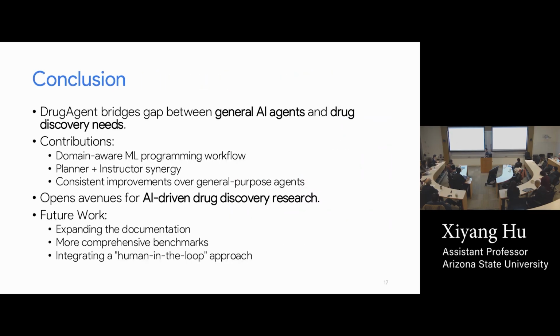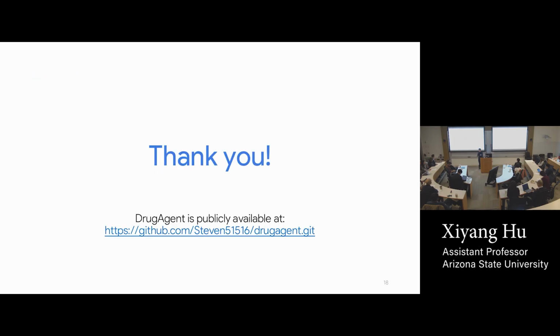So in conclusion, our DrugAgent makes an advancement for AI-aided drug discovery programming. Some future things we think this field can do is to incorporate more of these surging domain-specific documentation libraries, and with them a more comprehensive benchmark to measure the ability in drug discovery. And one more thing is, what if we have a human in the loop to interact with the agent? How would it change the landscape of drug discovery? So that's it, and you can access this DrugAgent publicly. I'm happy to take any questions or comments.